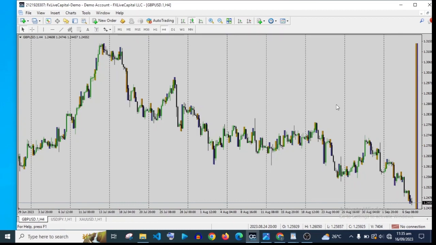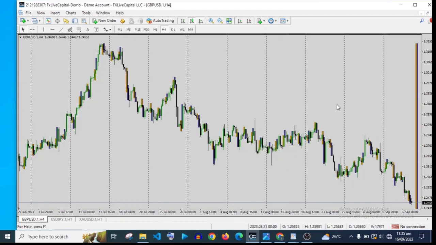Now, inside the ICT concept, there are so many strategies that one can learn, master, and use on your trading journey. However, I decided to go with the London Kill Zone strategy. I have been using it for a while now, and it's really effective with up to 80% win rate when applied correctly.